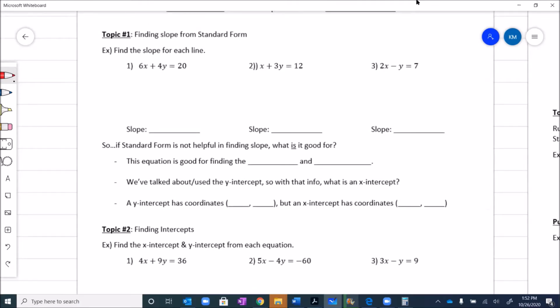So these first 3 questions, they ask us to find the slope in standard form. So remember, we won't find the slope in standard form, but we can convert to slope-intercept form in order to find the slope. So I'm subtracting 6x from both sides. Then I'll divide by 4. Y equals, we got negative 6x over 4. So 6 over 4 should actually simplify to 3 over 2.